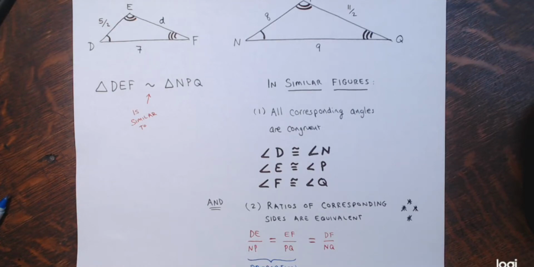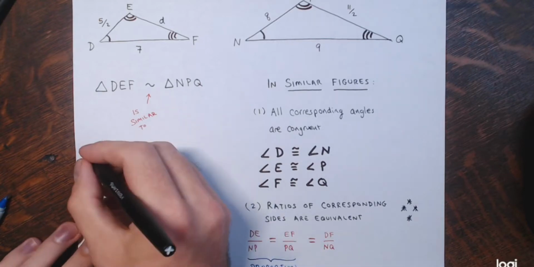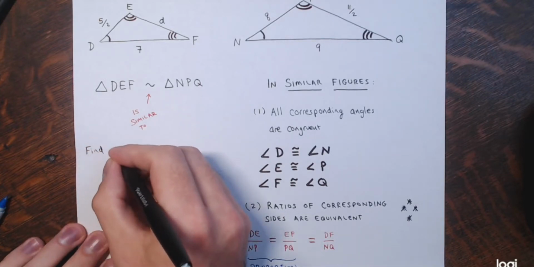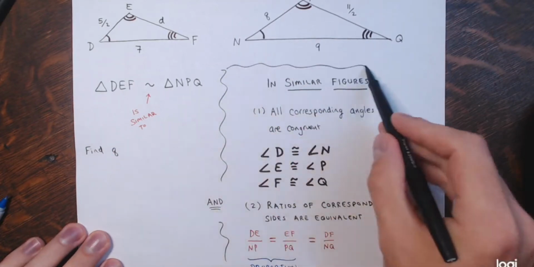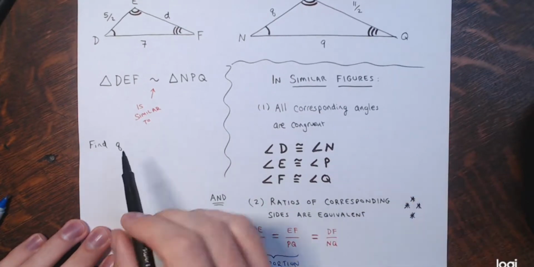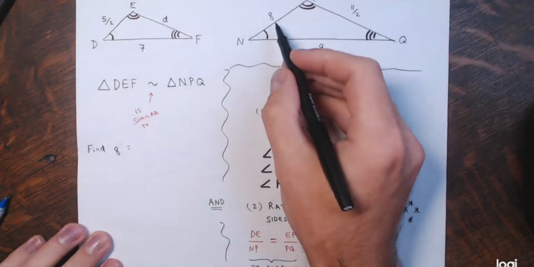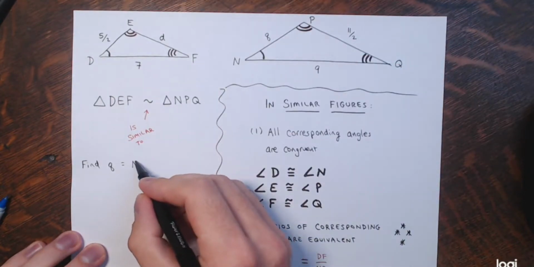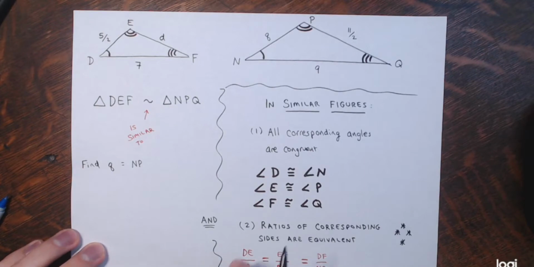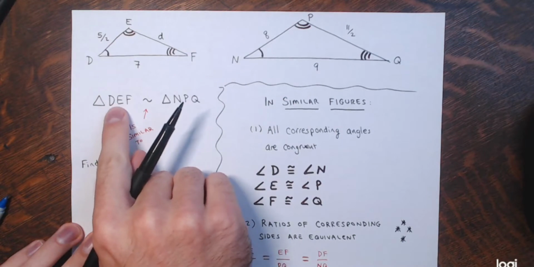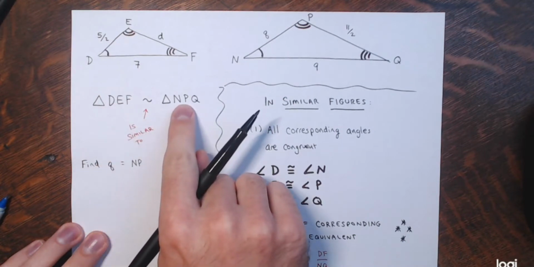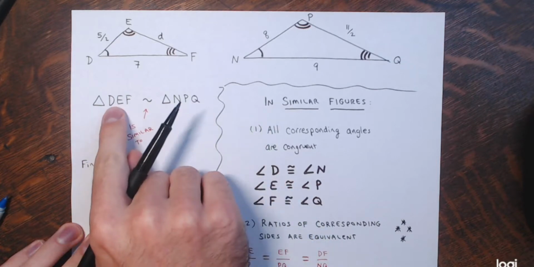But this is key. This is what we're going to use to set up our equations. Now, in this question, they want us to find little q. Let me separate this here. Now, little q is the length of NP, and that corresponds to length DE. DE are the first two letters of the first triangle. NP are the first two letters of the second triangle. So NP corresponds to DE.